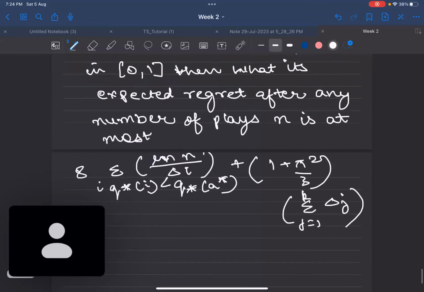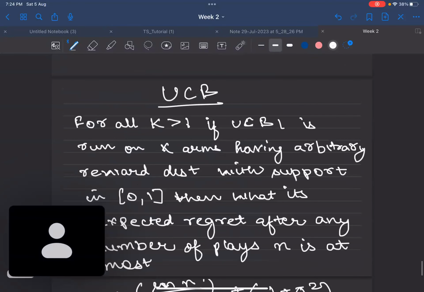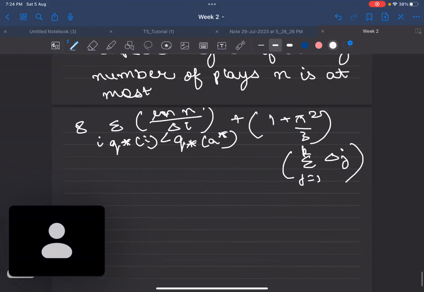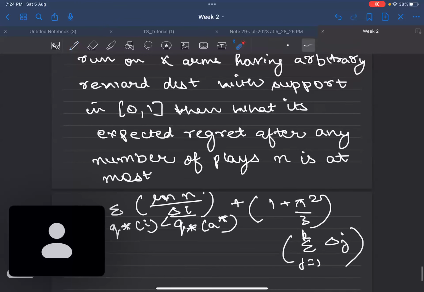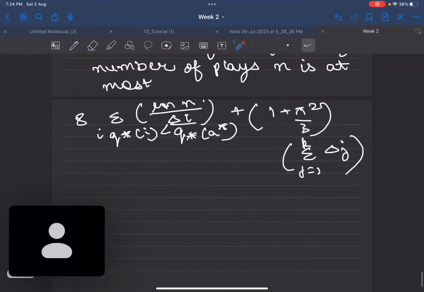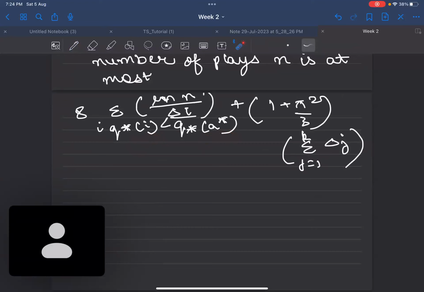So this is the upper bound which they are saying. Okay. Now what is this delta I? What is I? Don't come to delta I yet. What is I? What is A star? A star is the true best arm, and I is the action or arm that we have chosen.